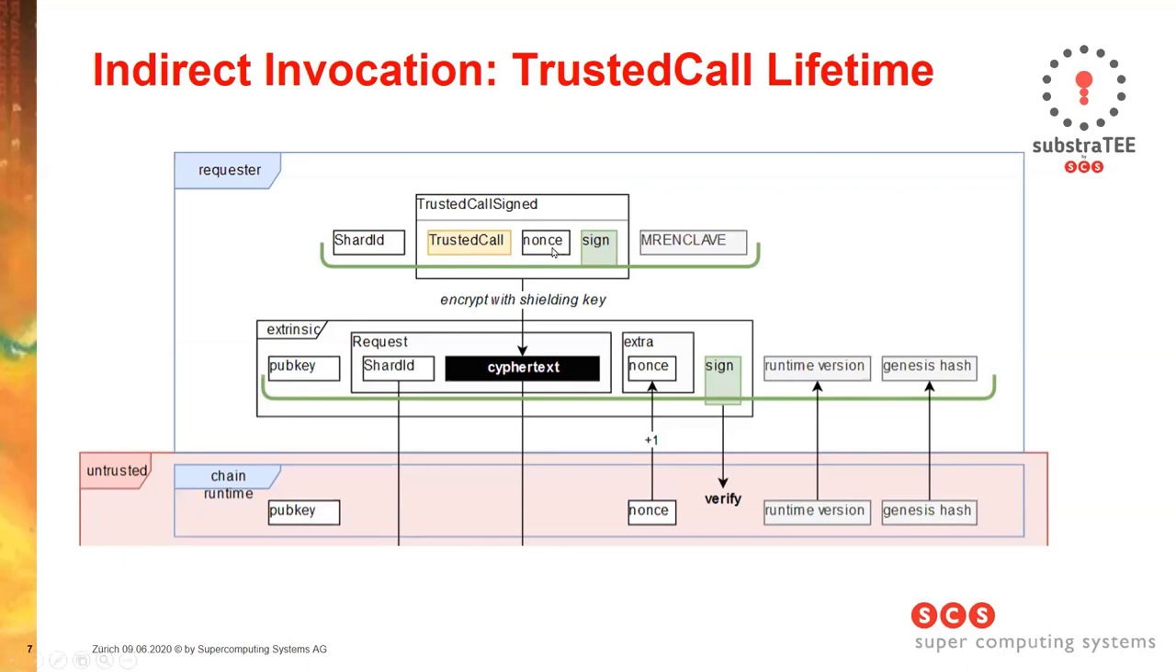Then we need a nonce, because if the ciphertext is on-chain, anyone could take that ciphertext and send another extrinsic with the same ciphertext again, and we wouldn't notice. Substrate does that already with a nonce, but that nonce doesn't help us, because that's the on-chain nonce. We need an off-chain nonce as well.